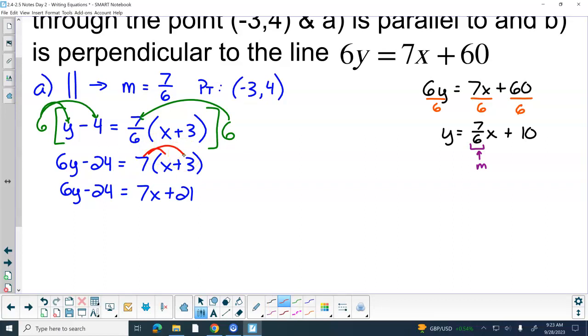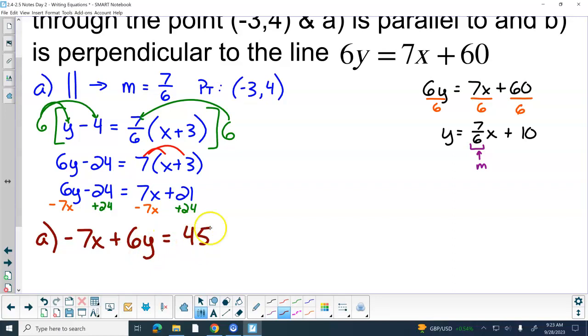Then it said we need to get x and y on the same side. So I am going to subtract 7x from both sides, which means all my numbers need to be on the other side. So I'm going to add 24 to both sides. And that gives me, in part A, a parallel line of negative 7x plus 6y equals 45.